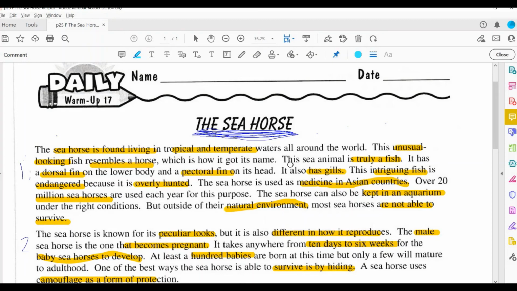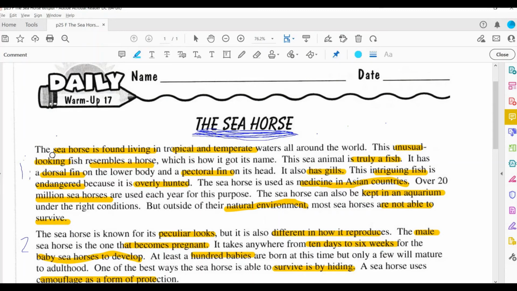Resembles a horse, which is how it got its name. This sea animal is truly a fish. It has a dorsal fin on the lower body and a pectoral fin on its head. It also has gills. This intriguing fish is endangered because it is overly hunted. The seahorse is used as medicine. Over 20 million seahorses are used each year for this purpose. The seahorse can also be kept in an aquarium under the right conditions, but outside of the natural environment, most seahorses are not able to survive.